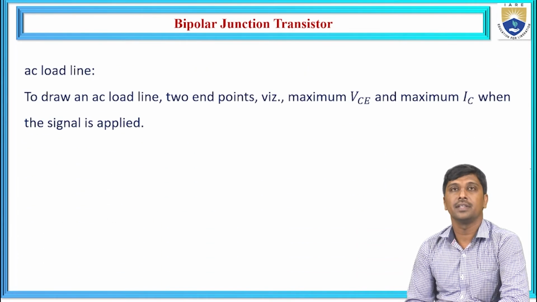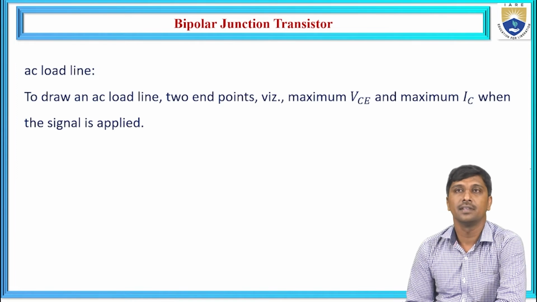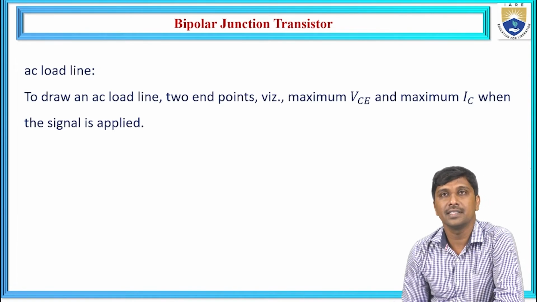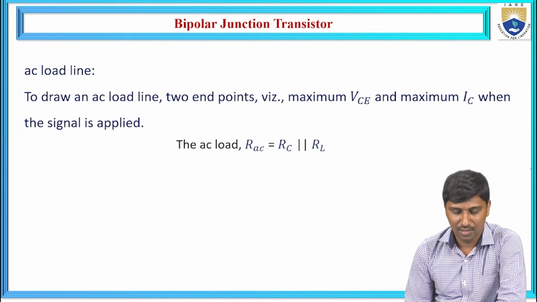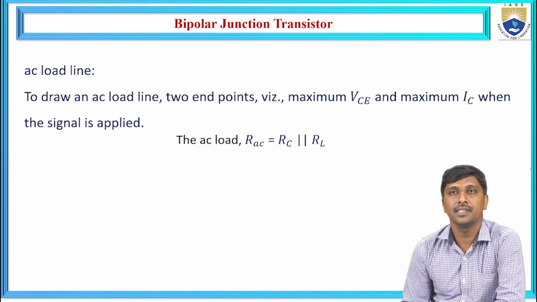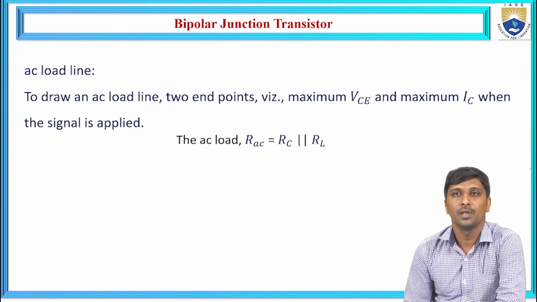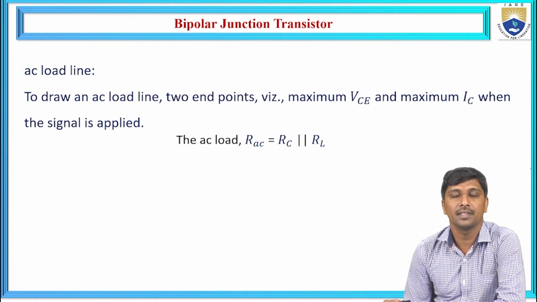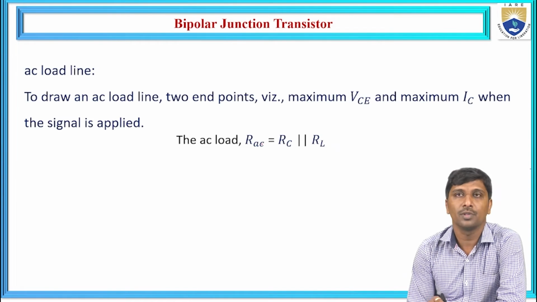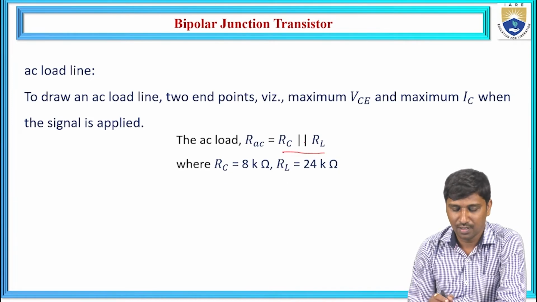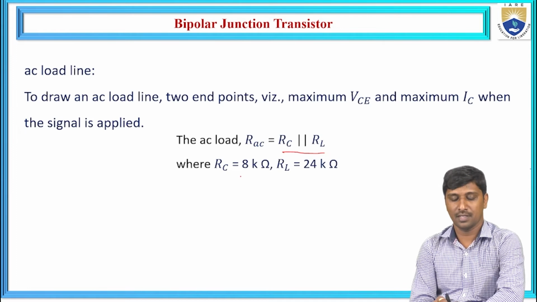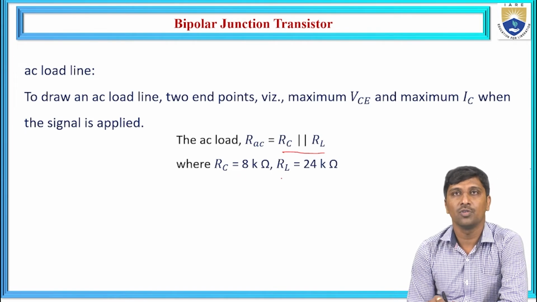Then we need to find the AC load line. In the presence of an AC signal, we need to find the maximum VCE and the maximum IC. When an AC signal is applied to the given circuit, the load resistance is connected across the capacitor, so the total output resistance is the parallel combination of the collector resistance and load resistance. Based on the given specifications, the collector resistance is 8 kilo ohms and the load resistance is 24 kilo ohms.